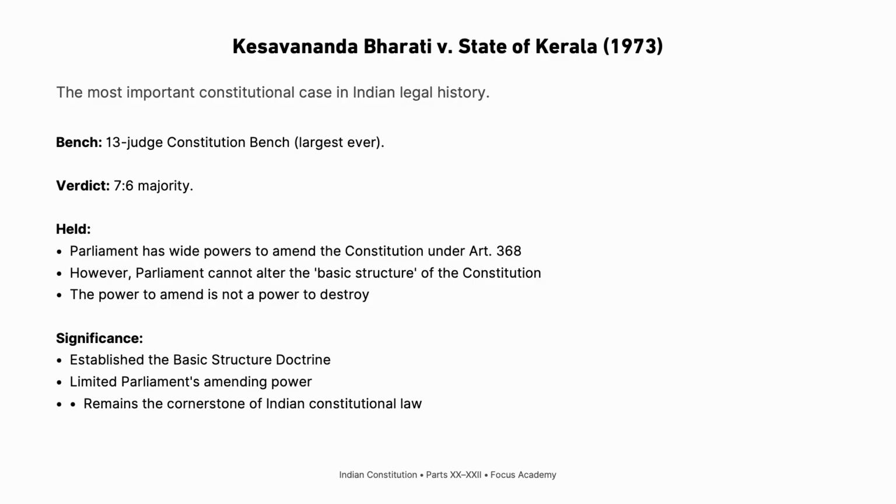The bench, it was a 16-judge constitutional bench. Largest ever. 16 judges were seated and then were made to vote upon various issues. And the verdict was a 7-6 majority. 6 voted against, and 7 voted for. Okay, whatever the Supreme Court established.